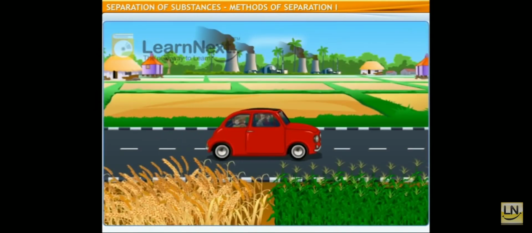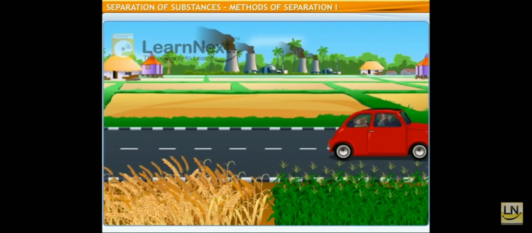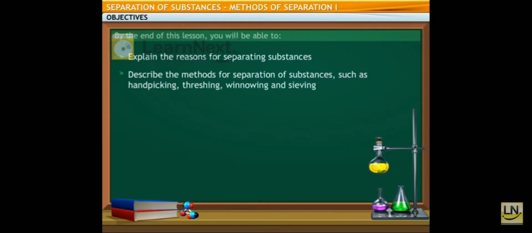Kevin and Tina are on a road trip with their parents. This lesson is about various methods of separation. By the end of this lesson, you will be able to explain the reasons for separating substances. You will also be able to describe the methods of separation of substances such as hand-picking, threshing, winnowing, and sieving.